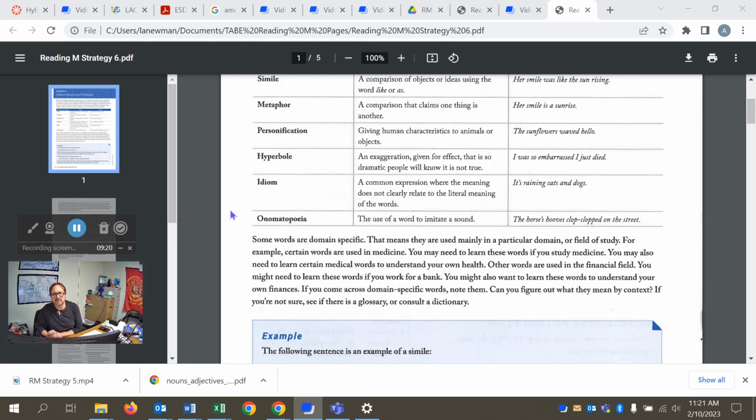Okay, next one, idiom. This doesn't really have much to do with the word idiot, what we shouldn't be calling people. An idiom actually is a common expression where knowing the words doesn't help you determine the meaning of the expression. In fact, knowing the meaning of the words might even be a barrier to you knowing what the expression means.